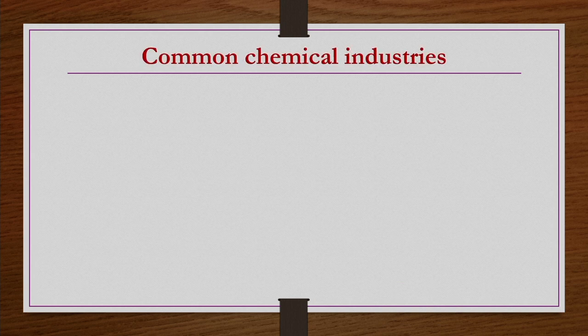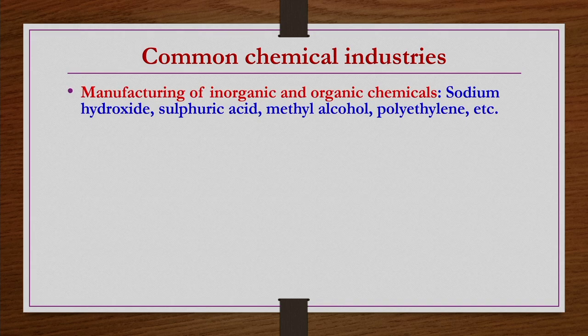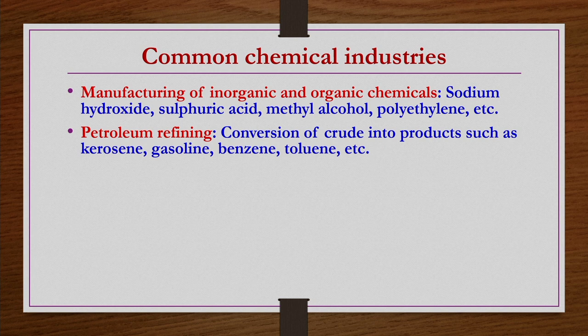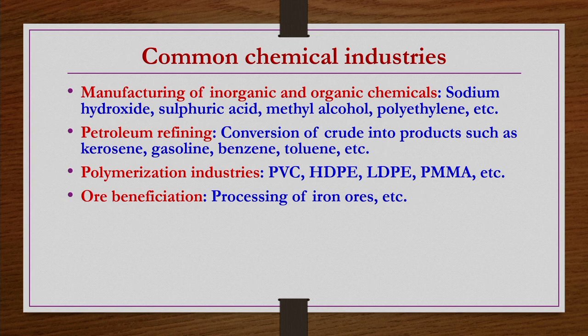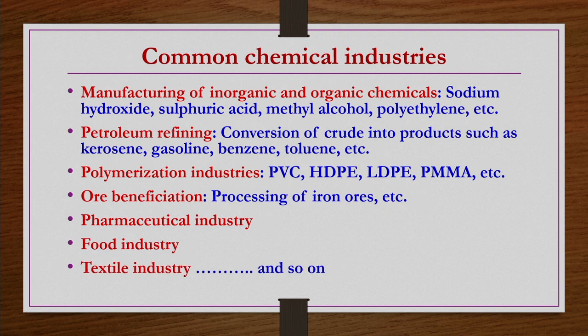Now we see a few common chemical industries. Some of the chemical industries are manufacturing of inorganic and organic chemicals like sodium hydroxide, sulfuric acid, methyl alcohol, polyethylene, polyvinyl chloride, etc. Then the petroleum refining industry, like conversion of crude into products such as kerosene, gasoline, benzene, toluene, etc. Then polymerization industries, like production of polyvinyl chloride, high density polyethylene, low density polyethylene, polymethyl methacrylate, etc. Then ore beneficiation, where processing of iron ores, etc., takes place. Then pharmaceutical industries, food industries, textile industries, and so on. So there are a number of chemical industries.